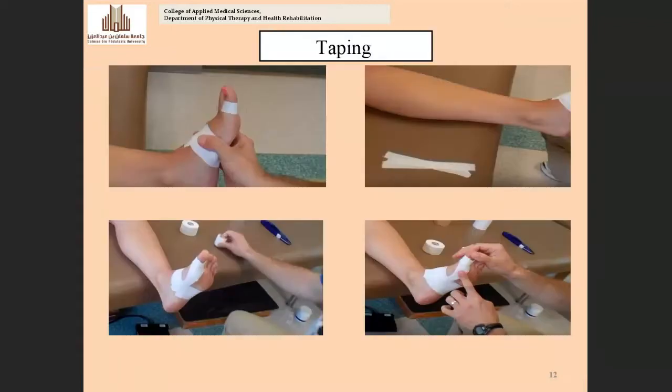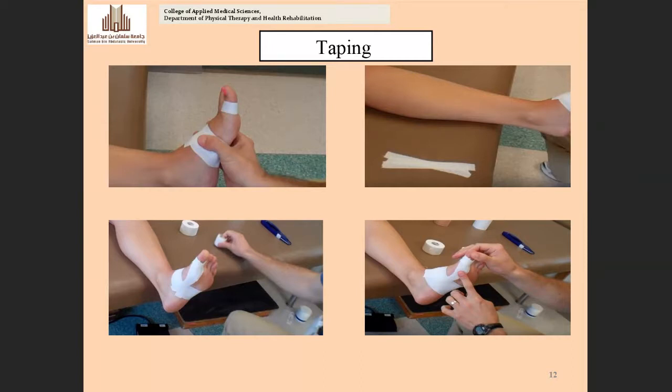Next, as a physical therapist, you can go for some type of taping procedures. You can see the pictures. These are the taping procedures for turf toe, right? You can see there is an anchor and a stirrup, and the area is stabilized with the help of a tape. So this is the method of application of taping.